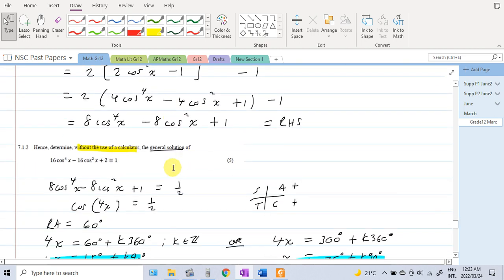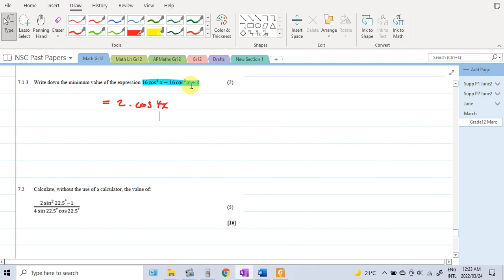So what do they want here? They want the minimum value. Now remember this cos 4x is like a trig graph. You need to remember this as a trig graph. The period is 360 divided by 4, and the maximum and minimum value depend on the amplitude. The number in the front is 2, so the maximum value is 2 and the minimum value is minus 2. So we write down the minimum value of this expression. Right, so minus 2 is your answer.